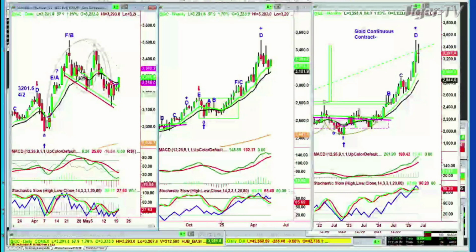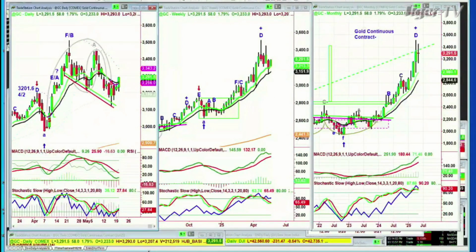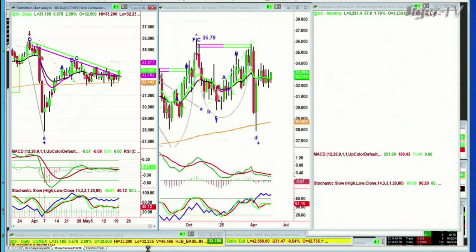Well, we had a very big pullback from the 3,500 level down to the 3,100 level, and now we're having a bounce. And you can see the weekly chart is still very strong. Let's go to silver, SI. Here we go. Silver's rallying up 67 cents.